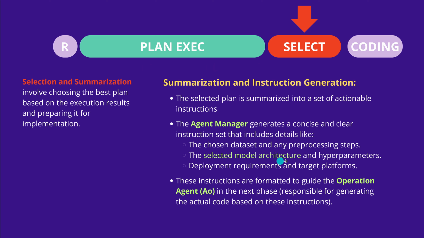Then we have a selected model architecture and hyperparameters, all the deployment requirements and the target platforms. Maybe you choose Google, maybe you choose Amazon, whatever. And then all those instructions are formatted to guide now the next agent that will take over here, the operational agent, in the next phase. And this next phase is here, our coding phase.